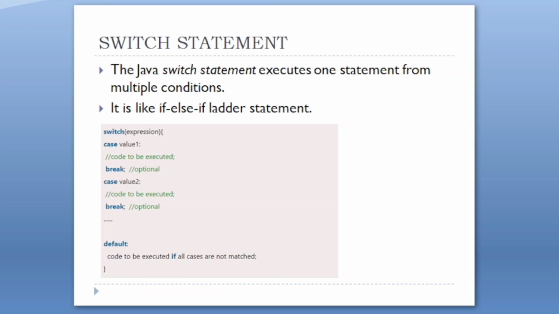It starts with the keyword switch followed by an expression, then the starting of the switch block, then case, its value, then the code to be executed, followed by a break. Then the next case, followed by its value and code to be executed, then the next break. This can be repeated n number of times, only it has to be followed by a default statement, which basically executes certain code if all the cases do not match.